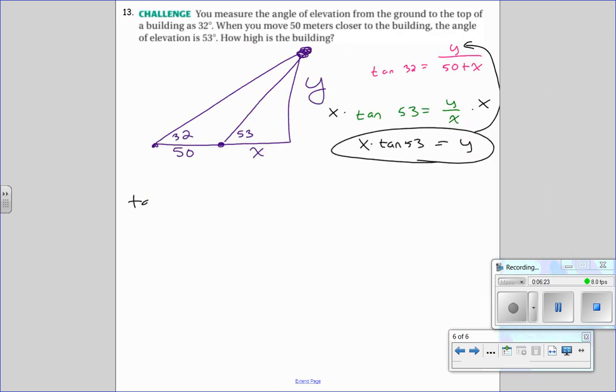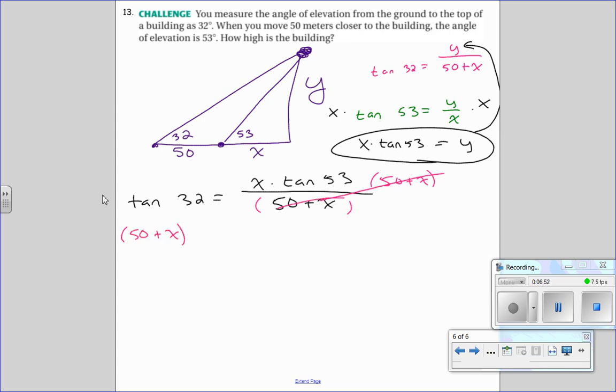So it'll be tan 32 equals x times tan 53 over 50 plus x. And that's going to be my setup. I have one single equation now with one single variable, and I'll be able to solve it pretty easily. Okay. I never like things in my denominator. I always tell you I don't like things in my denominator. So I'm going to start by multiplying both sides by 50 plus x. That will move my denominator to the other side. So I'll have 50 plus x on my left side times tan 32 equals x times tan 53.